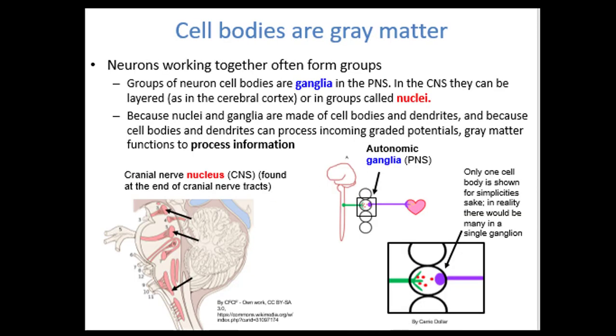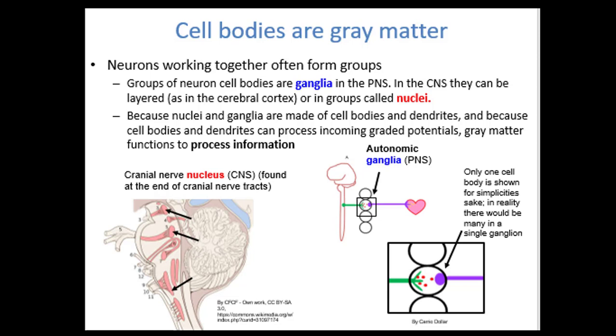So gray matter is made of cell bodies and dendrites. The job of a dendrite is just to bring a signal into a cell body ultimately. And the job of the cell body is really important because it has to sum up all of this incoming information and then decide what to do about it. So cell bodies essentially are processing information. Because gray matter is made of cell bodies, the function of gray matter is to process information.